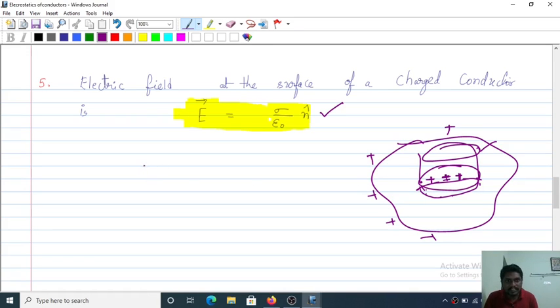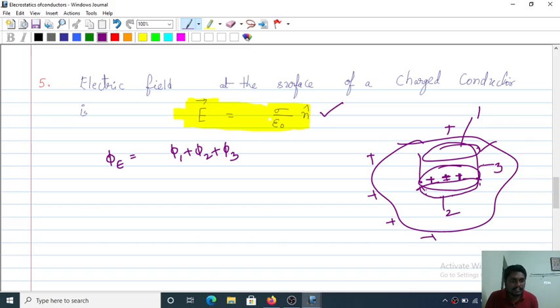Now I want to find the electric field using this Gaussian surface. How many surfaces are there? This is the first surface, this is the second surface, this is the third surface. There are three surfaces. Now apply Gauss law. According to Gauss law, the electric flux through the closed surface phi is equal to phi 1 plus phi 2 plus phi 3.